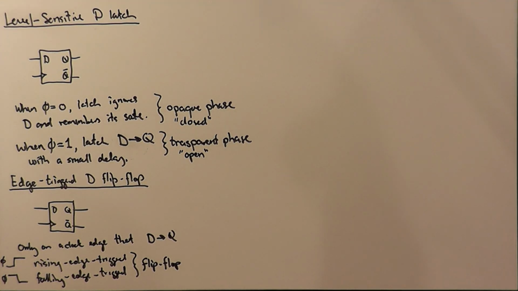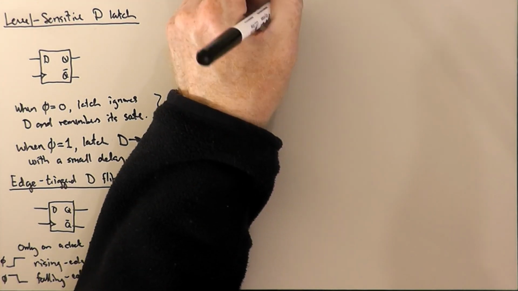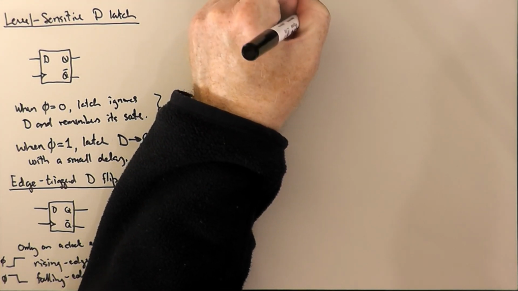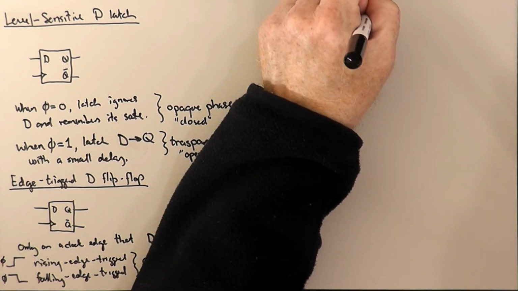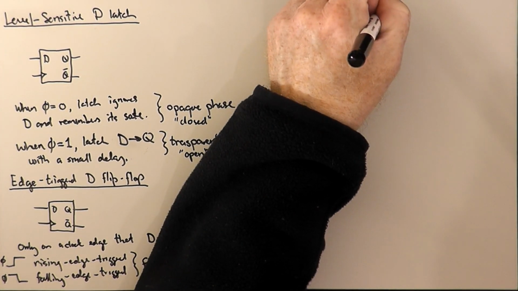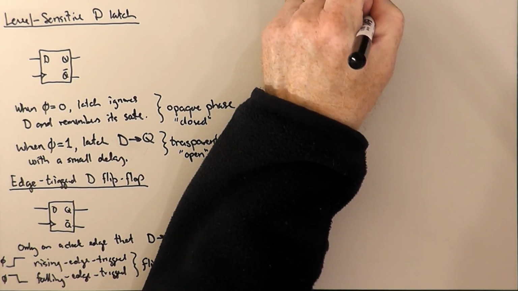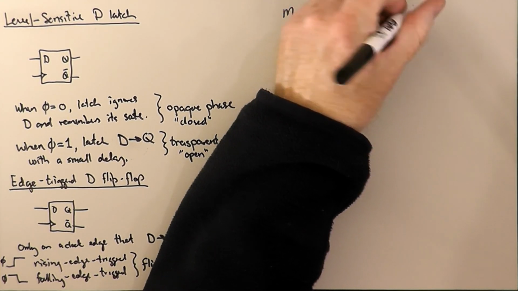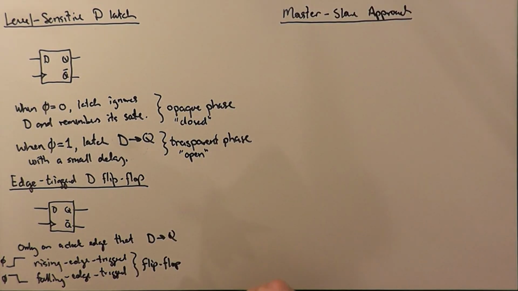And you can actually build edge-triggered flip-flops in a variety of different ways. We're going to talk about one simple arrangement, which is called the master-slave approach. Perhaps not the most politically correct designation, but that's what it's called.